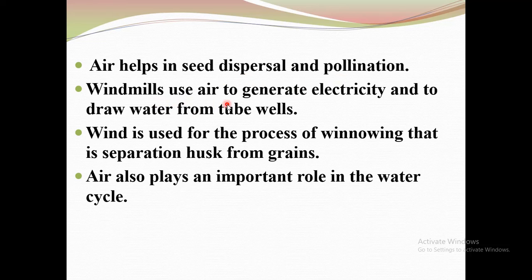Then a windmill generates electricity. And from tube wells also we can draw water with the help of air. Wind is used for the process of winnowing, so that we can separate husk from grains. Air also plays an important role in the water cycle. So these are some of the uses of air.